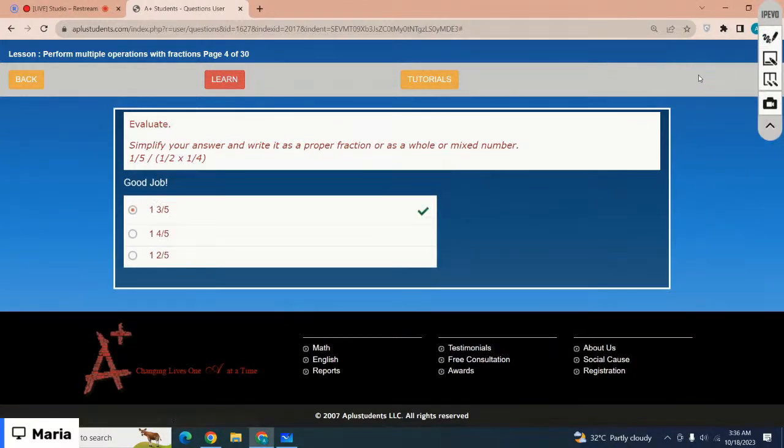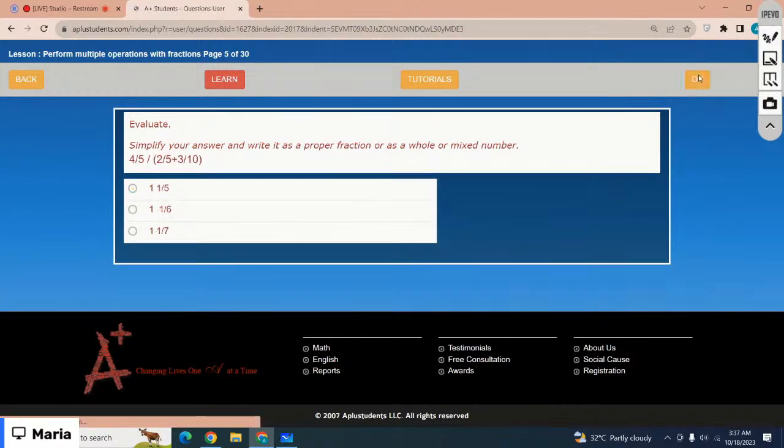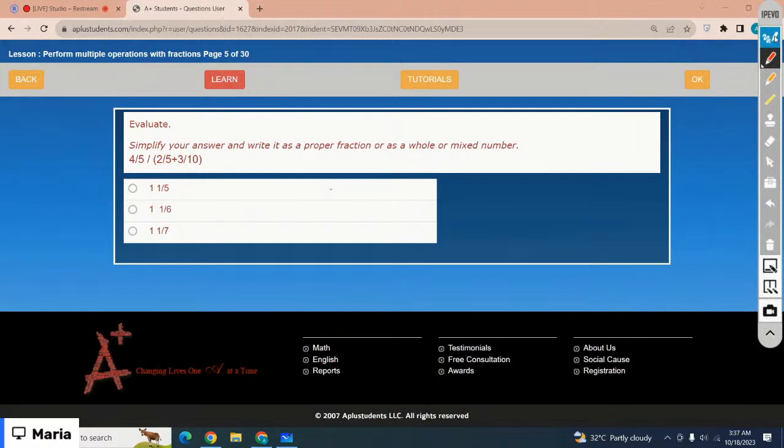Very good. Okay, the next one is 4 over 5 divided by 2 by 5 plus 3 by 10. Let's just add 2 by 5 and 3 over 10. You cannot add because they have different denominators. First, make their denominators the same, right? So 5 times 2 makes 10. Multiply this by 2. That would be 4 over 10 plus 3 over 10, right? So 4 plus 3 is 7. That would be 7 over 10.